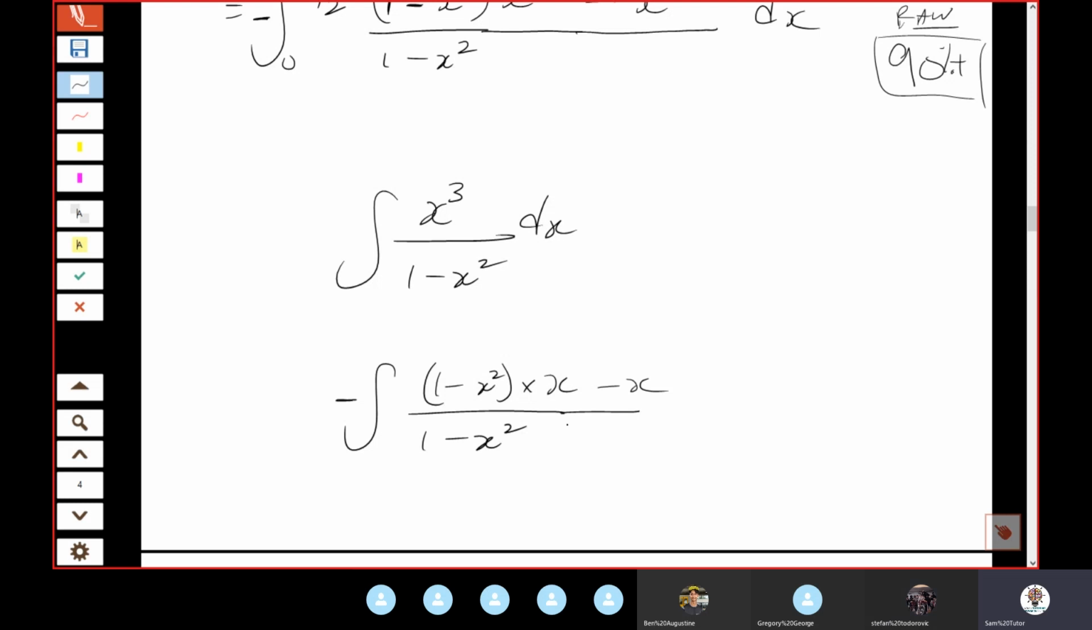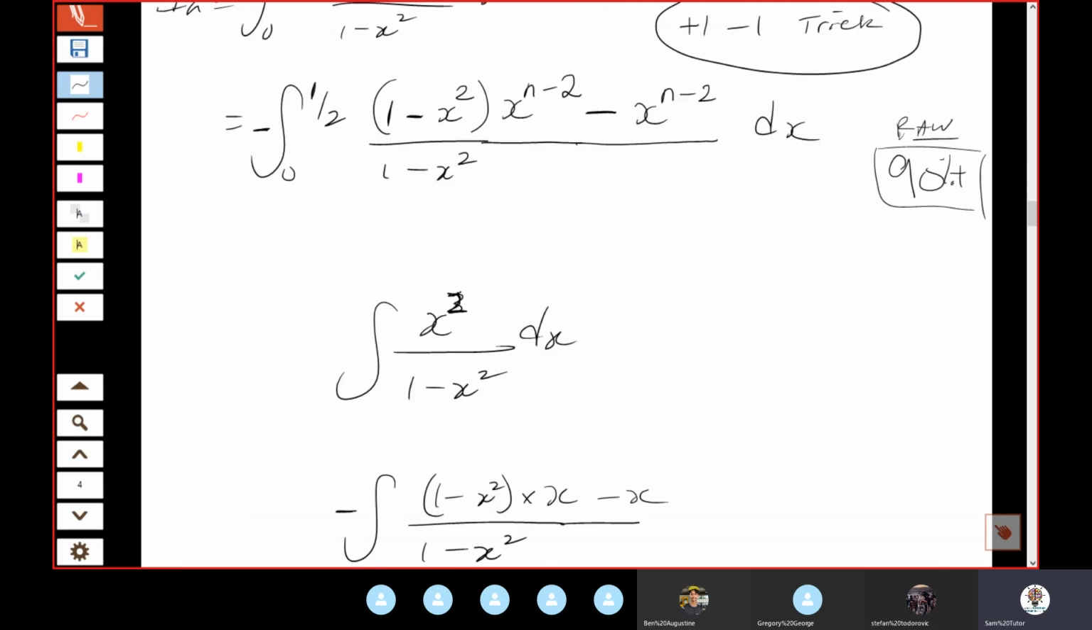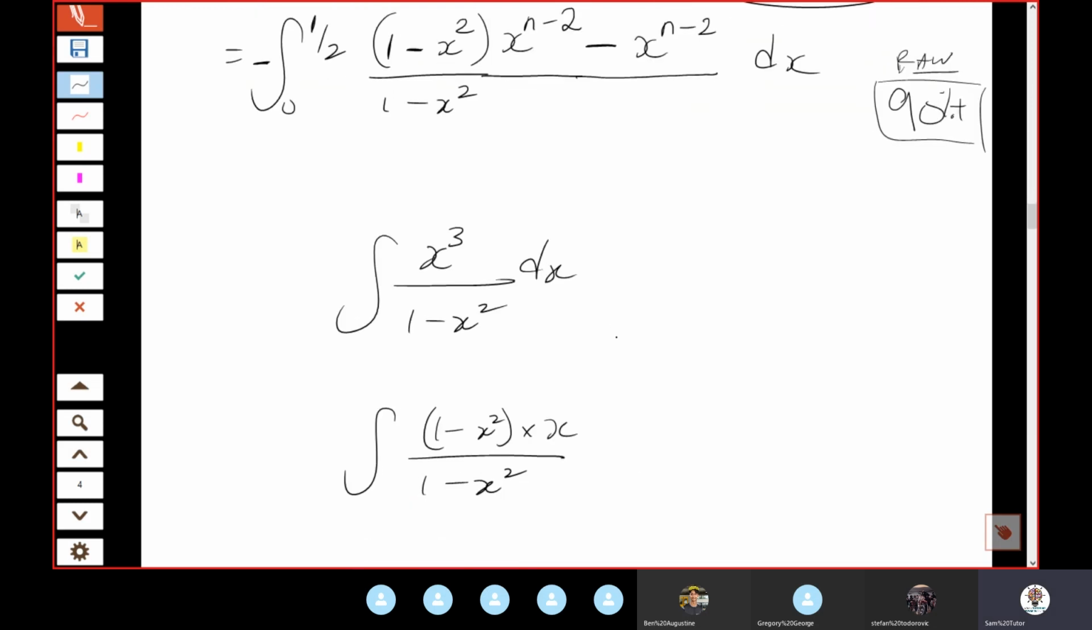Yeah. So you've got to remember, if the powers match or the numerator is higher, it's the plus 1 minus 1 trick. If it's lower, if it's just x, you can probably see that's a u substitution because when you differentiate this, you're going to get this. x dx is right there. You know? So it's just if it matches or higher, it's plus 1 minus 1 trick. Okay, anyone have any questions for us?